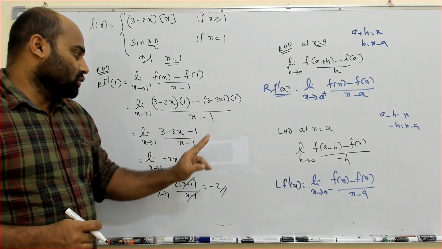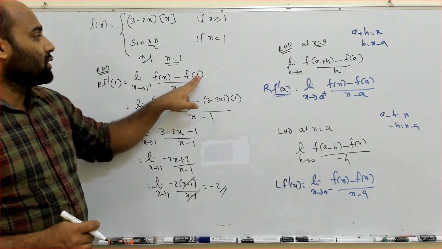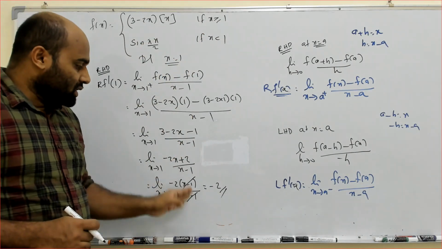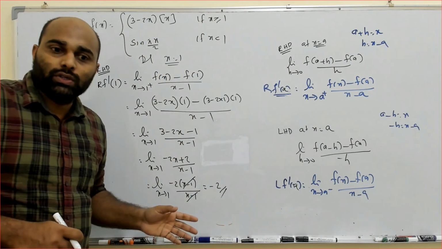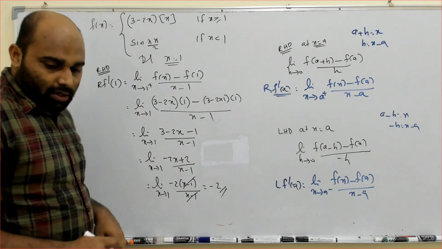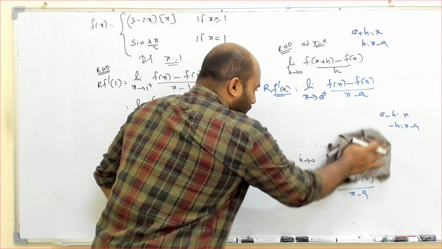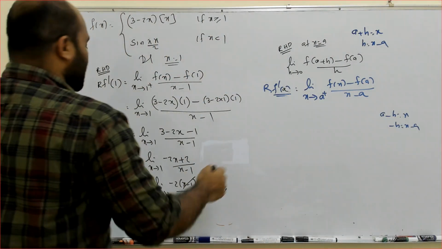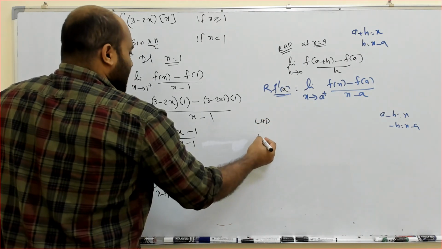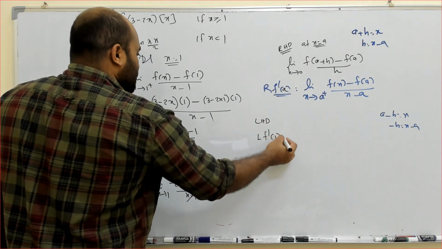So 3 minus 2 is 1. Here f of 1, you know, f of 1 is equal to 1 is coming here, so that will be this one. So this is what we got, minus 2. I hope you understood. Now what about the other part? Now this part, please see, that directly you can write. Sorry, RHD is done. Now LHD, f dash of 1, what will be?